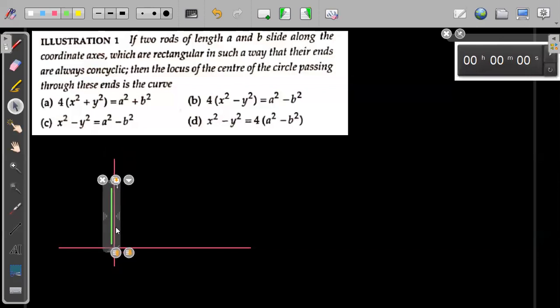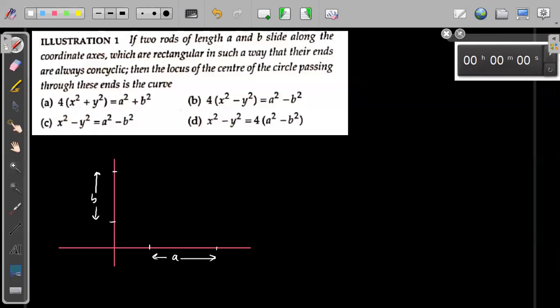So they have given two rods which are sliding along the x-axis and y-axis, and they have not mentioned which is x and which is y. So I will assume that A is sliding along the x-axis and B is sliding along the y-axis. Okay, fine. Yes. So now let's see. Let's take this as length A and this as length B.